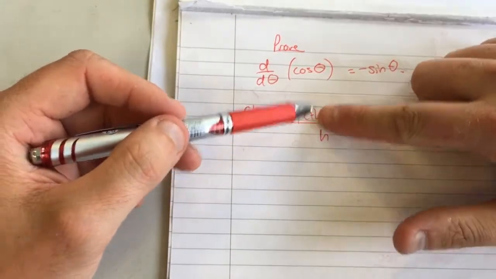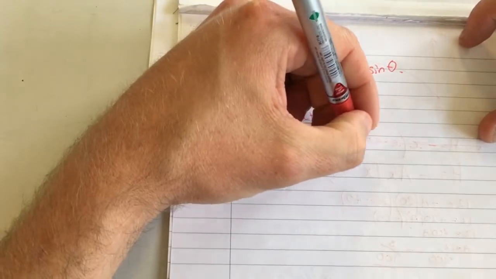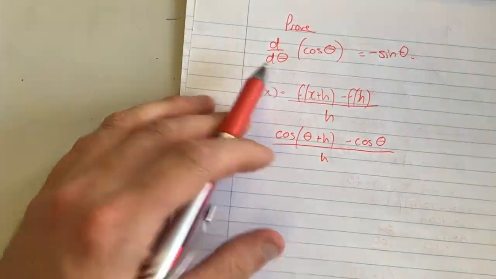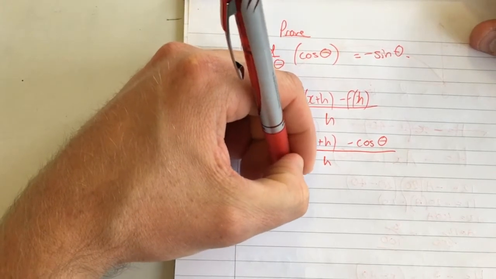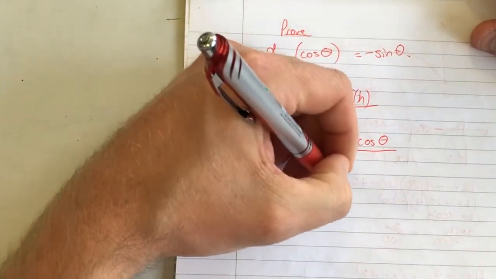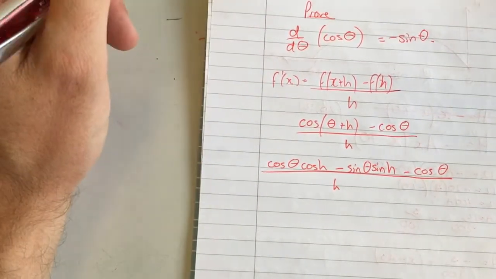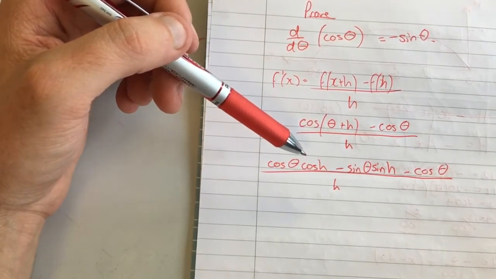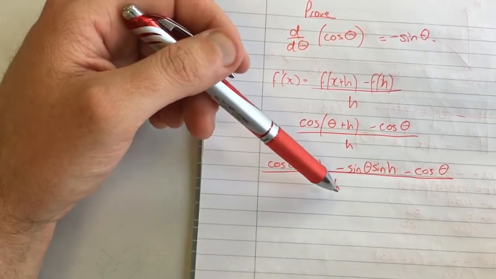So f of x plus h: change theta into theta plus h. So we get cos(theta plus h) minus cos theta, divided by h. This we expand with the rule that they told us to use. So we get cos theta cos h minus sine theta sine h minus cos theta, over h. And we can split this up now. They've kind of told us what to do with this. They've said sine h over h is about 1 and cos h minus 1 over h is about 0.